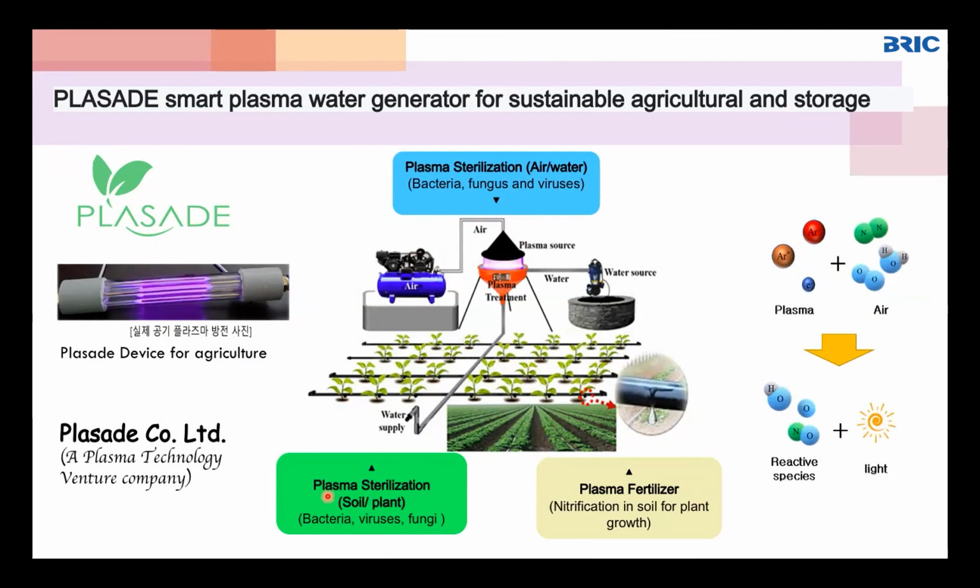Second, this device can be helpful for controlling bacteria, viruses, and fungi in soil and plants. And also, a very important thing, this device can act as a fertilizer. It can produce plasma activated water. That water can act as fertilizer for the nitrification in soil for plant growth. So this is a very nice technology. We will focus more in future on this device for development of smart agriculture systems.